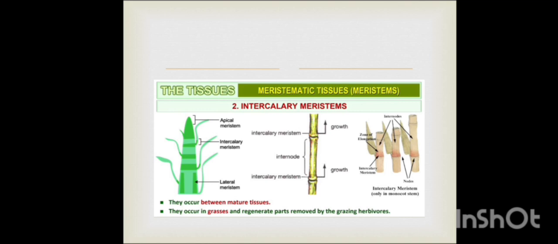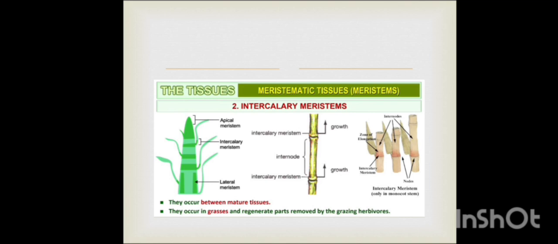They occur between mature tissues. They occur in grasses and regenerate parts removed by grazing herbivores. If we observe grasses, they are monocotyledons like Poaceae, such as rice and wheat. When herbivores, which eat only vegetarian leaves, eat them, the plants regenerate from the internodes of the stem. Intercalary meristem is present at the nodes.